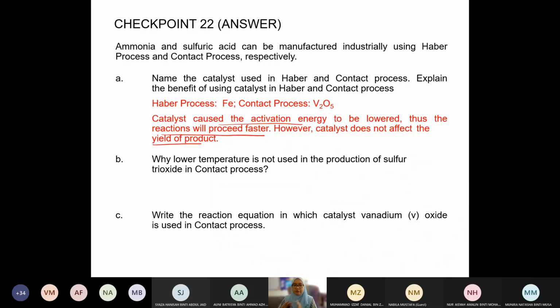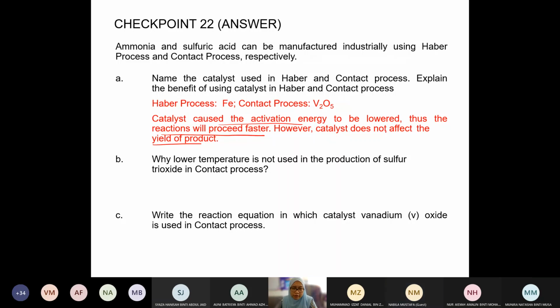Okay. So if in 1 hour it produces like 5 kilo of product without catalyst, but the catalyst speeds up the reaction, right? That one is 1 hour 5 kilo. But when we use catalyst, in 10 minutes you can produce like 5 kilo of product. Okay, imagine if you have 1 hour. However, catalyst does not affect the yield of product.